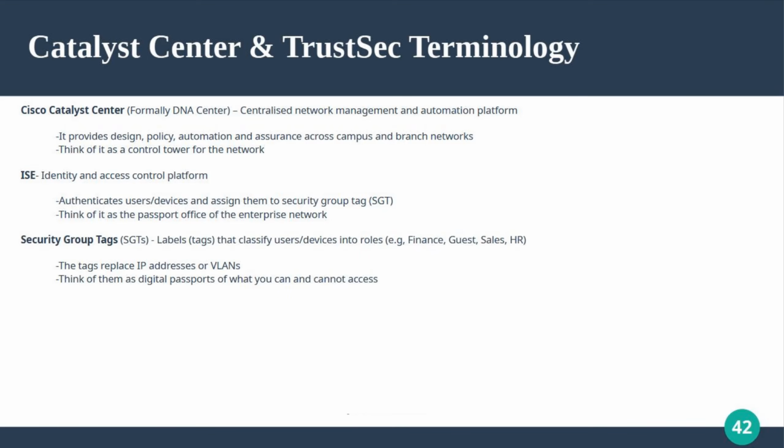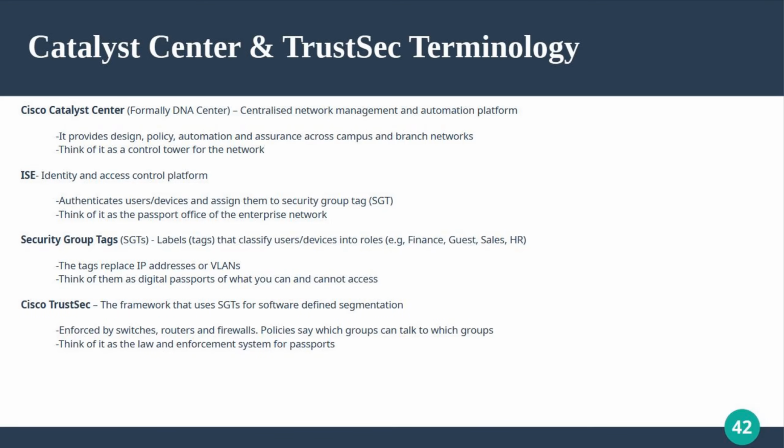Now, security group tags. These are labels, or you can call them tags, that classify user devices into roles. For example, finance, guest, sales, HR, and so on. The tags replace IP addresses or VLANs. They travel with the traffic, independent of IP or VLAN. You can think of them as digital passports that define what you can and cannot access.